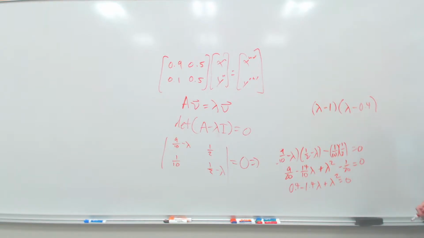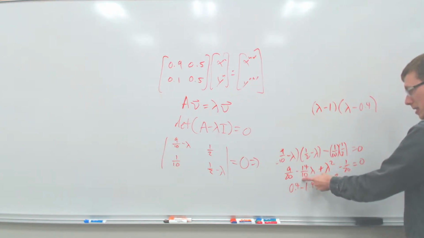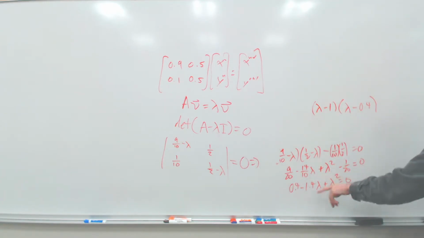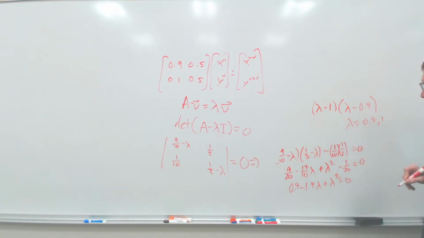So alternatively, I could have written 1. I'm just curious here. Let me see here. 1 plus that thing is minus 4/10. Yeah, perfect. All right. There we go. So therefore lambda is equal to 0.4 or 1. All right, perfect. So those are our two eigenvalues.